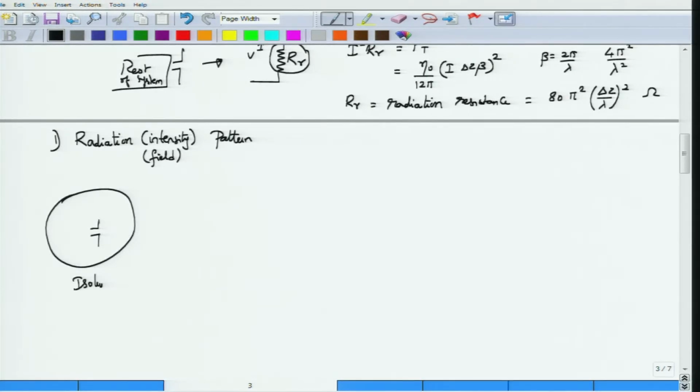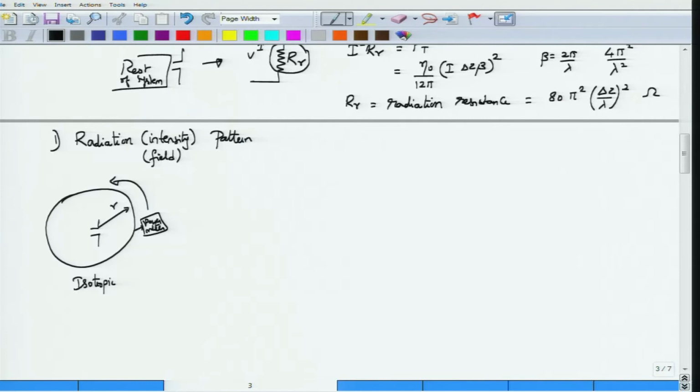Such an antenna is called an isotropic antenna. If you were to put a power meter here, and you move this power meter around the antenna at a certain radius R, the power meter will always register the same power. So, the power is actually independent of theta and phi. Such an antenna is called an isotropic antenna, or sometimes an isotropic radiator, and it is used to serve as a reference to characterize other antennas. Moreover, this isotropic antenna is not something that can be fabricated in real life. It is actually a theoretical construct which allows us to use it as a reference for characterizing other antennas.